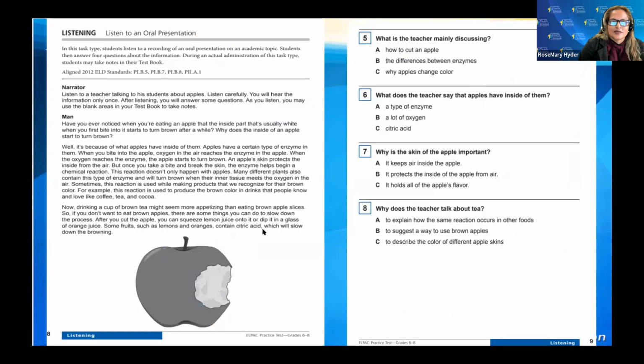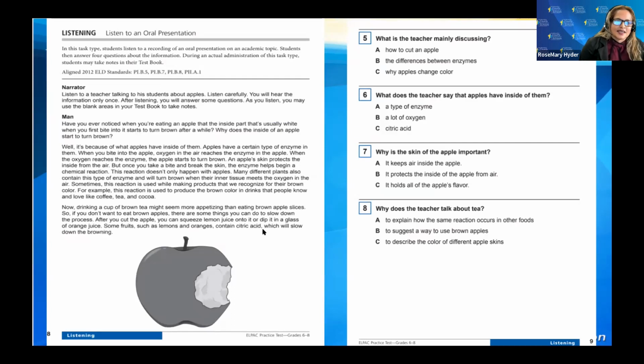So the listening domain, this is from the practice test, grades 6 through 8. Listening to an oral presentation, just to give you a sample of what's in the practice test, because ELPAC has a lot of science text and science vocabulary in the test. So this one is about the oxidation of an apple. It's an oral presentation here in the questions.